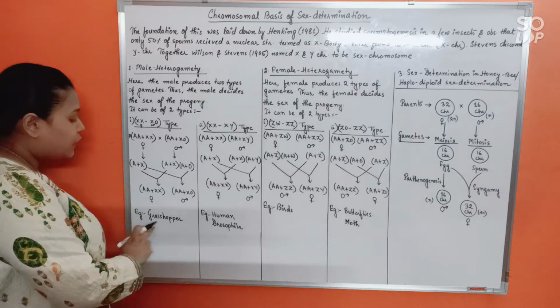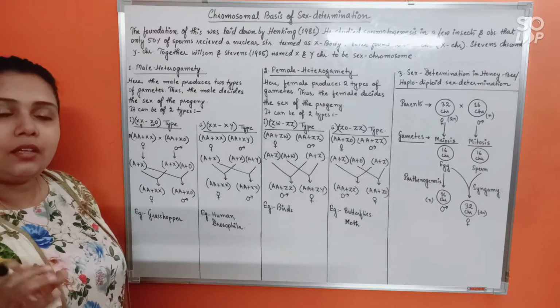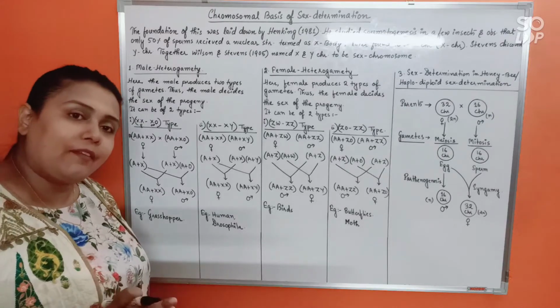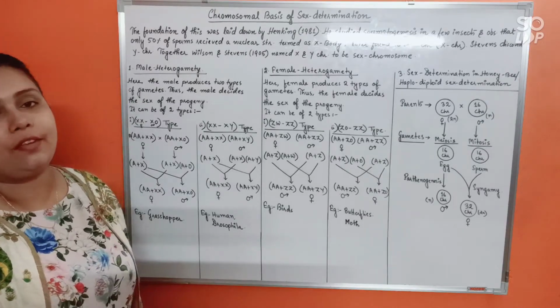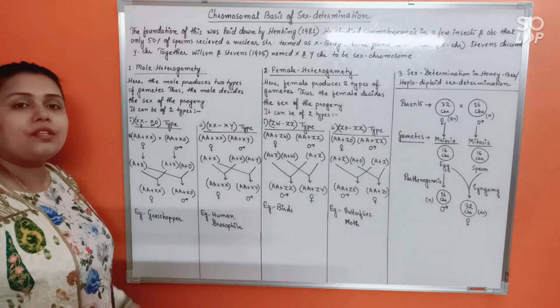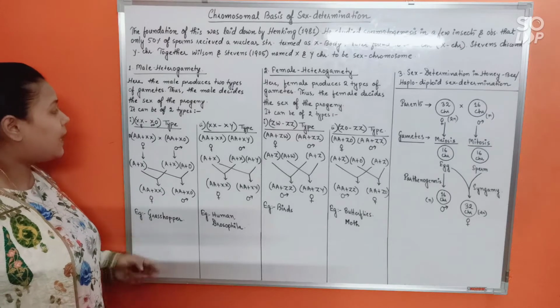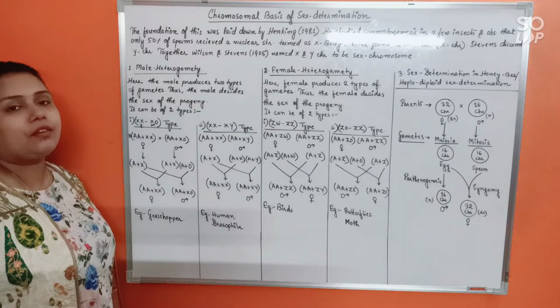Such a kind of sex determination, where the male produces sperms of which 50% will have the X chromosome and 50% won't, occurs in grasshopper. Examples are very important here. So XX-XO type occurs in grasshopper.